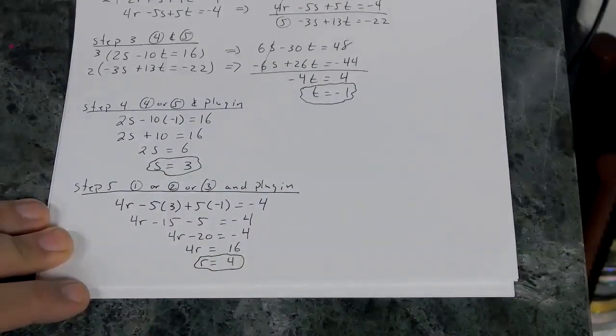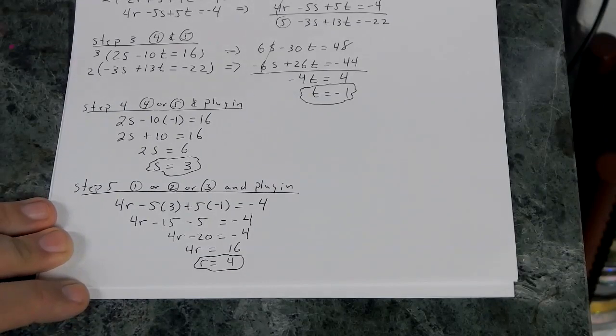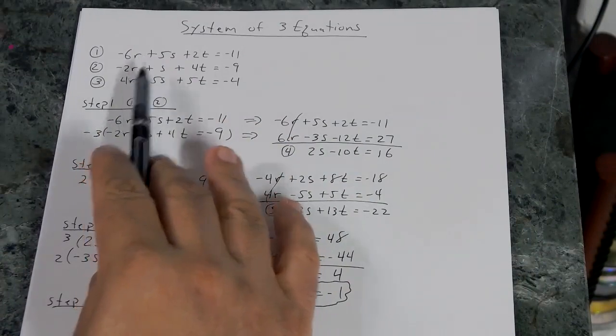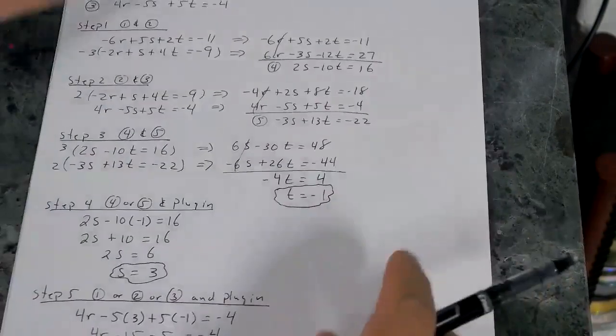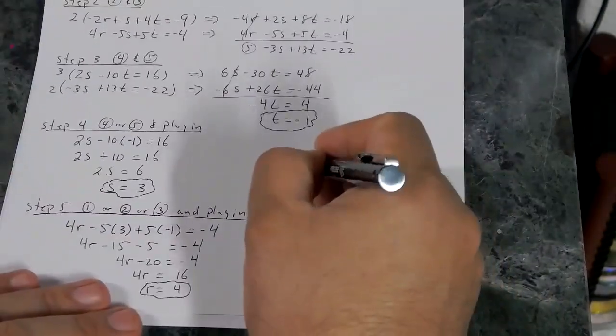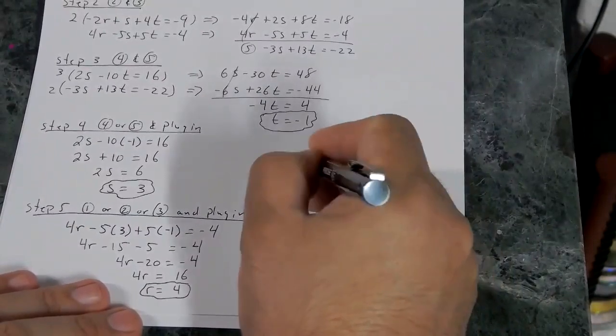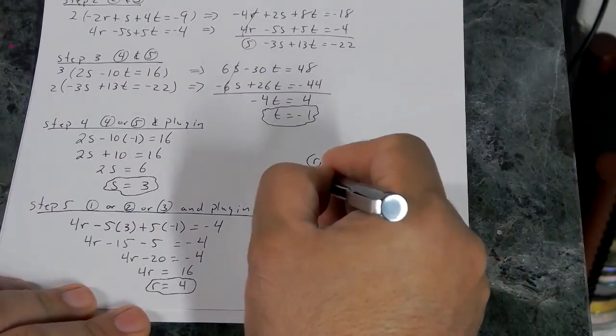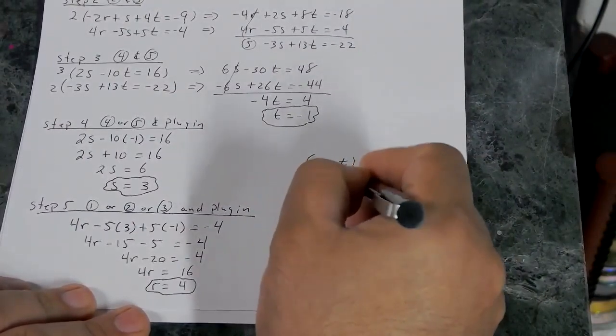So here are my 3 solutions, r, s, and t. And since my equation started with r, then s, then t, my solution should be in that format, r, s, and t. So our solution is 4, 3, negative 1.